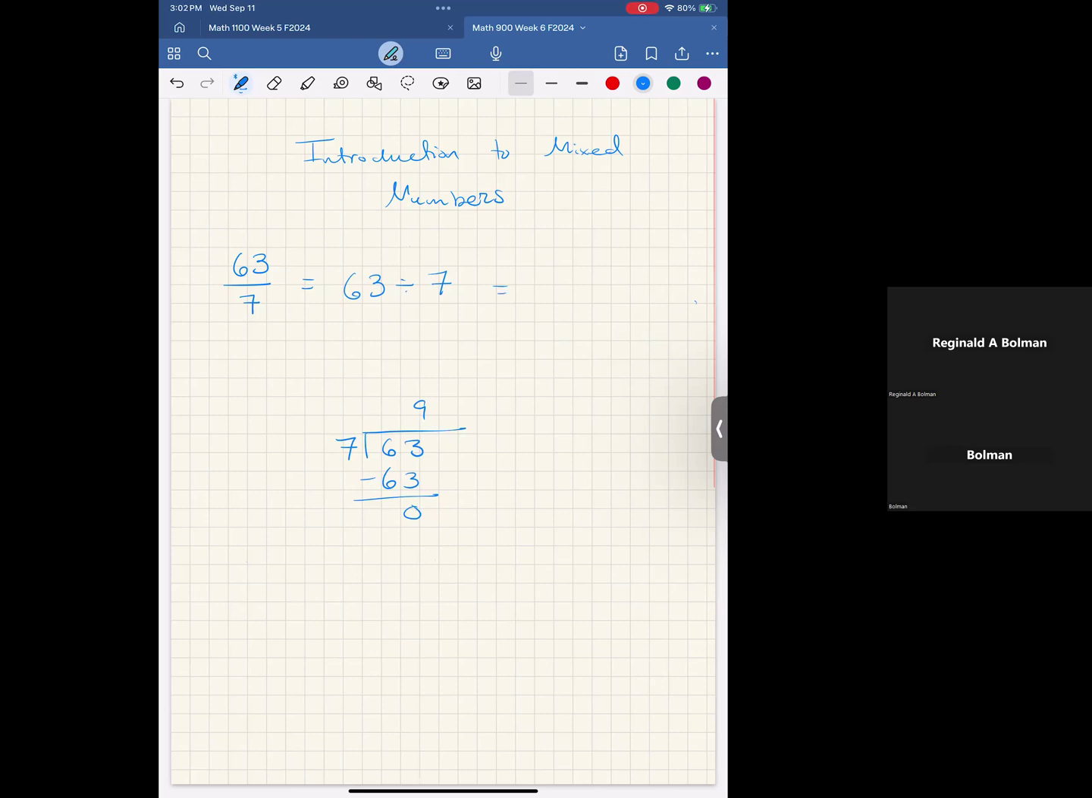So instead of confusing your workers, instead of telling your welder that he needs to weld a piece of steel that's exactly 63/7 of a foot long or 63/7 of a meter long, instead of telling your construction worker he needs to measure out something that's exactly 63/7 of a foot long, you could have instead told them you need to measure this object that's exactly 9 feet long. Okay? This brings us to the topic of mixed numbers.